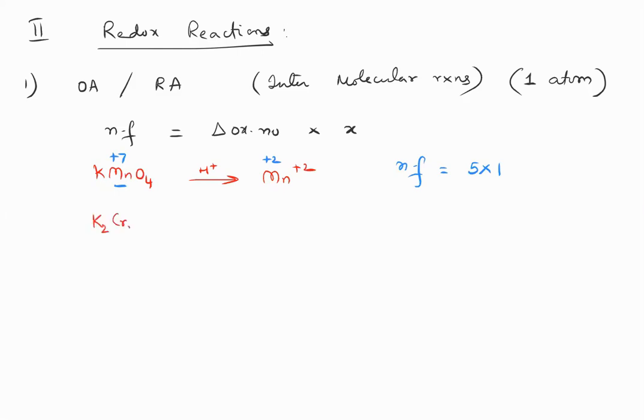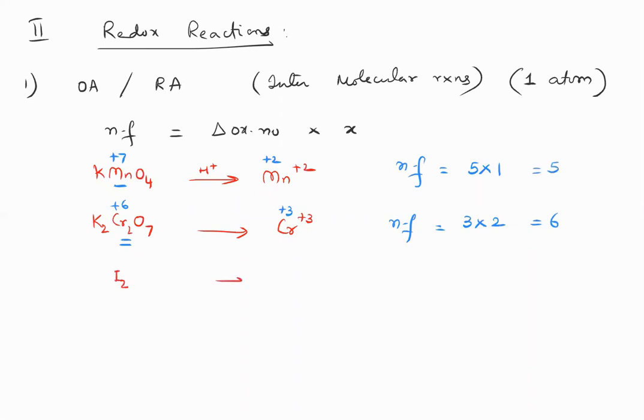Next, if I give you K2Cr2O7, it changes into Cr plus 3. How do I know this? I know inorganic, so I know the reaction. For you, the reaction might be given to you, or sometimes you might have to guess from your knowledge. So in this case, chromium is +6. It's going to +3. So change is 3 into how many such chromiums? 2. So answer is 6.